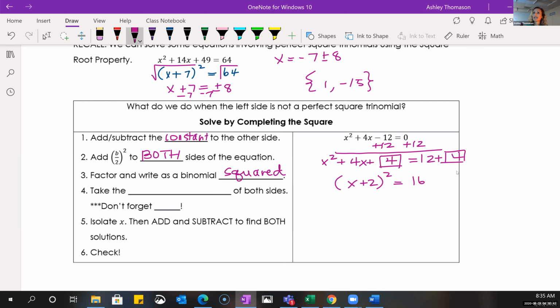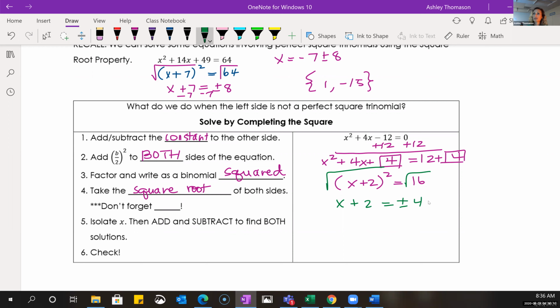Okay, all right. Then we're gonna take the square root of both sides, because the square power and the square root are inverse operations. So we're gonna solve it. Basically, we're just solving like I did on this little example up above with the square root property. So I have x plus 2 equals plus or minus the square root of 16, which is 4.